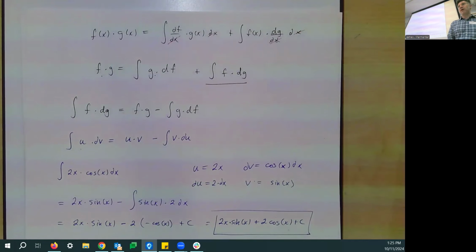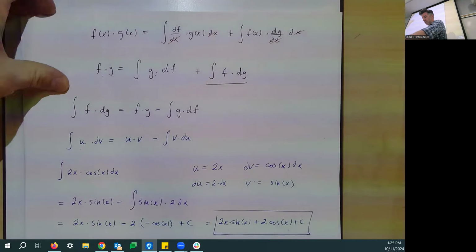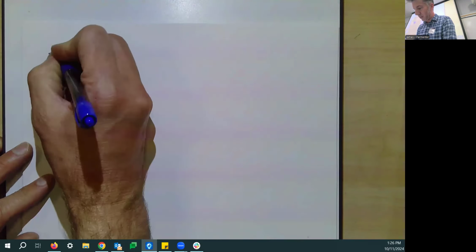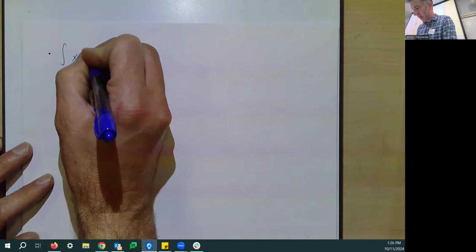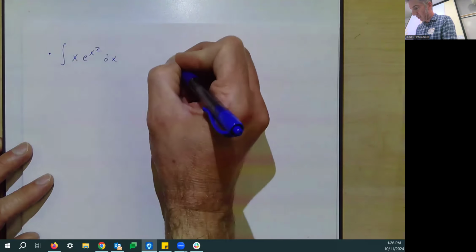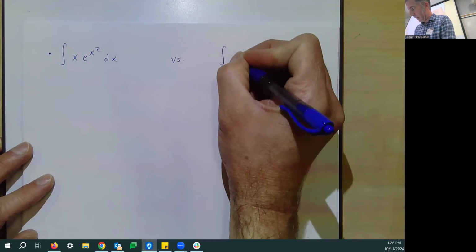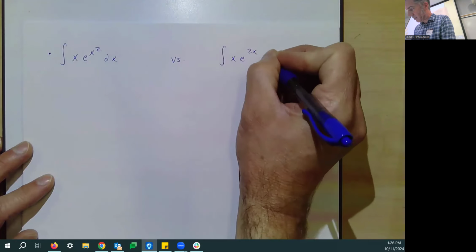So then the question kind of becomes, well, how do you know when to do which? And really the answer is you kind of don't until you practice it a bit. Let's look at these two examples. Do I remember what my examples are? Yeah, okay. Sorry, I have to think for a second here. Let's look at two integrals here: the integral of x e to the x squared versus the integral of x e to the 2x.